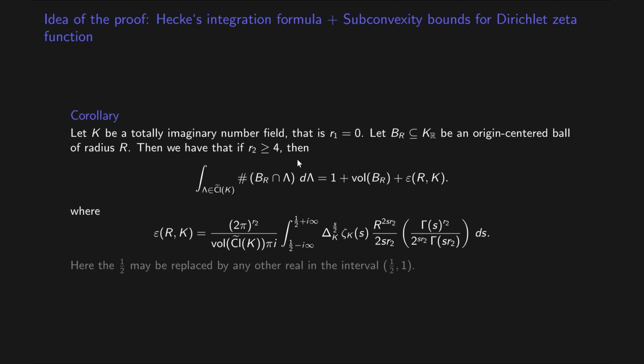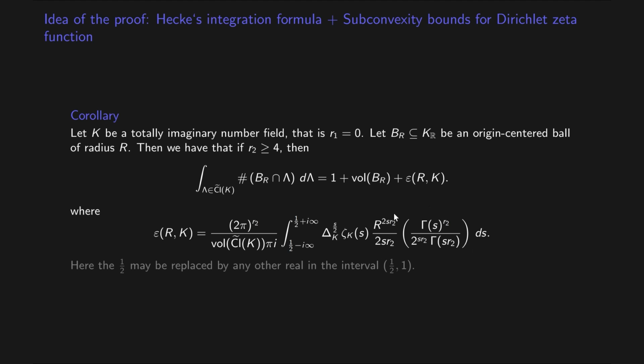And so we will see that the expected number of lattice points inside of the ball would be 1 plus the volume of the ball plus this error term. Because in this case, for the indicator function of a ball, we can explicitly compute the Mellin transform. So our error term will be equal to this contour integral over a vertical line of the Dedekind zeta function multiplied by this gamma factor.